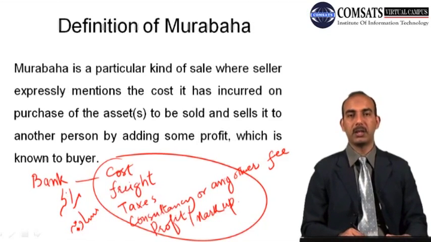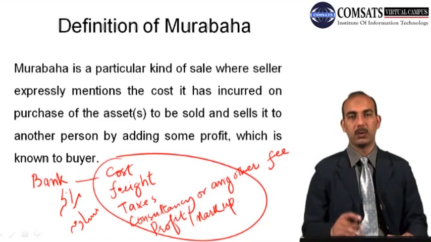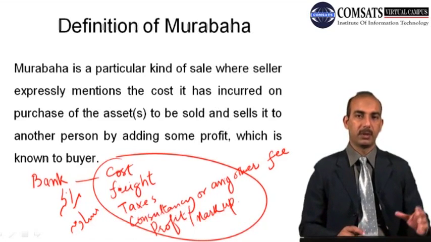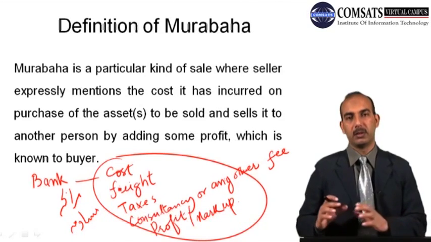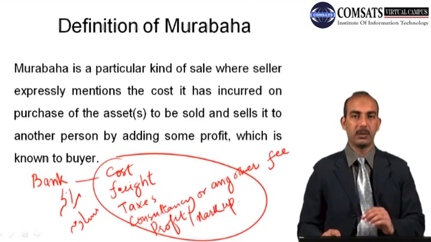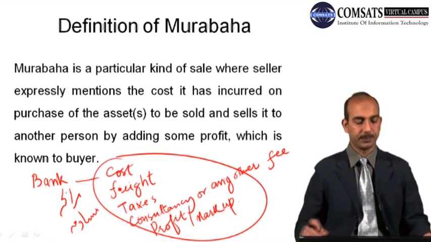So Musawama is an arrangement where the client is not aware of the breakup of the total cost. So in a Murabaha transaction, the client knows each and every detail of the cost, from the cost of the asset from the vendor until it reaches the buyer. So any cost which is involved in it and then the profit in it is known to the buyer. So this arrangement is known as Murabaha.